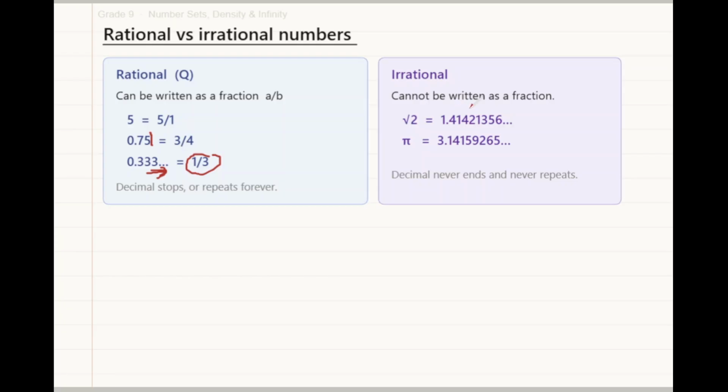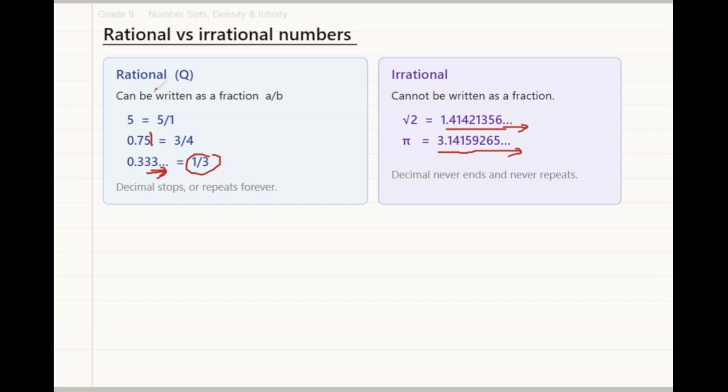An irrational number is one which cannot be written as a fraction. For example, if you see here, the value of square root of 2. This is the value and it will keep on going. It will never stop. For example, the value of pi. If you see here, it's 3.1415 and it will keep on going. It never stops.